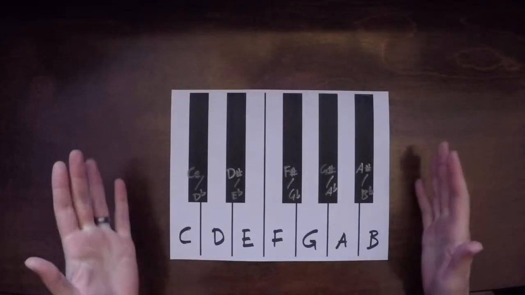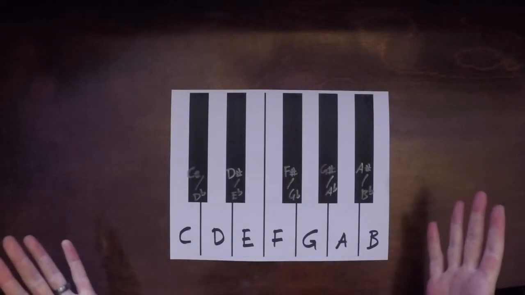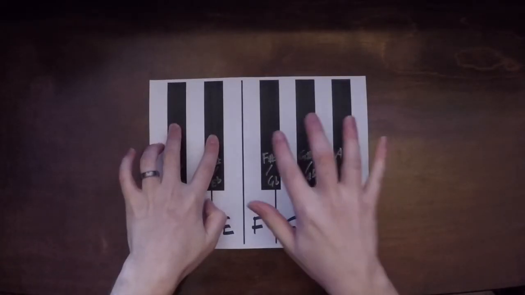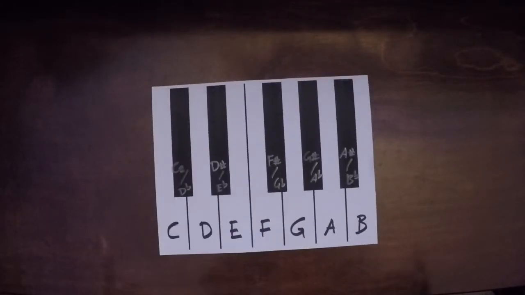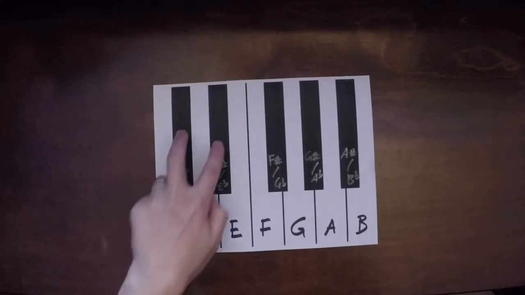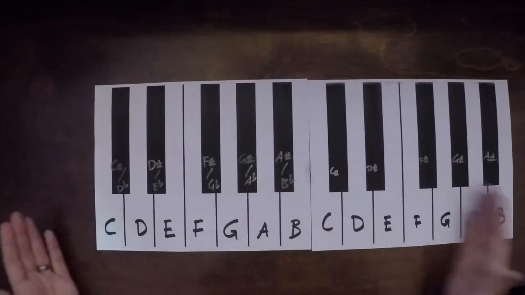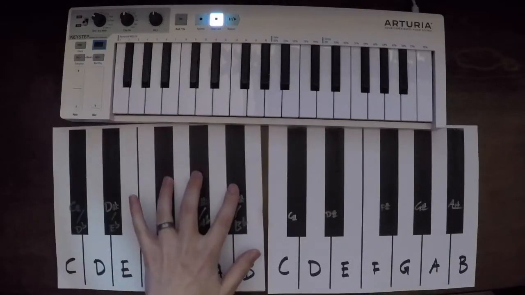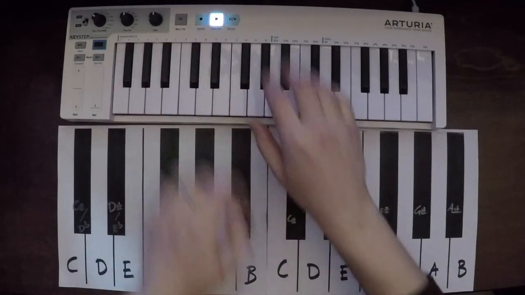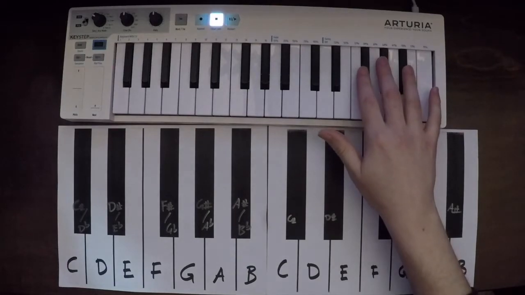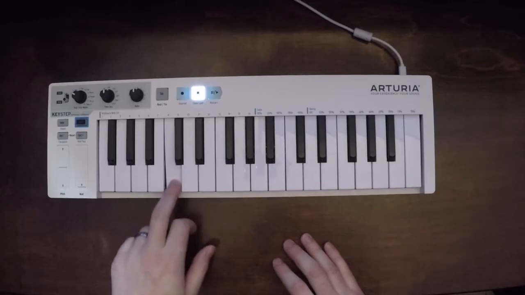Now, when you're looking at all these notes, it's important to know where C is. Luckily, there's a little pattern going on that we can follow. Two, three. If you take a look at the two black keys right here, C is the key to the left of these two black keys. Put another octave, another set of notes. Two black keys, three black keys. Two black keys, three black keys. Let's look at this. Two black keys, three black keys. It's the same thing. The two black keys move to the key to the left.